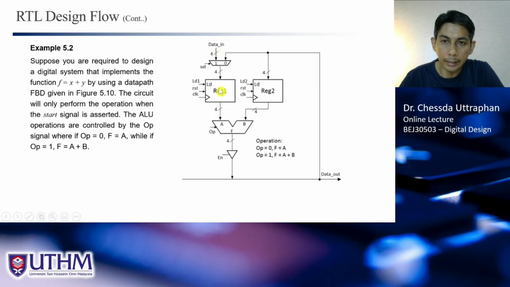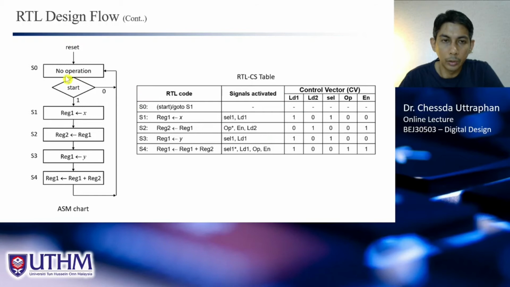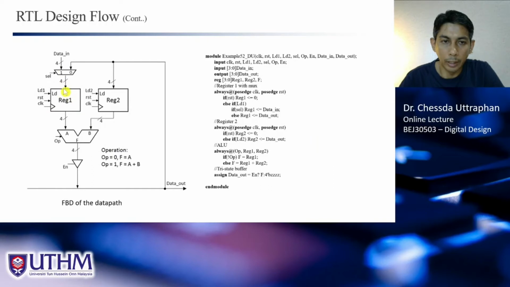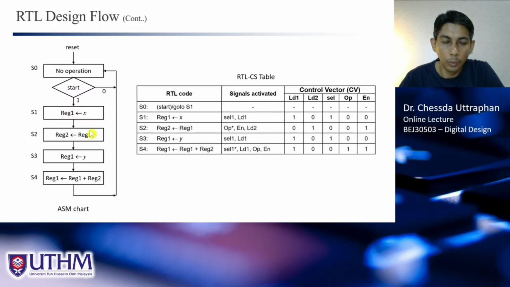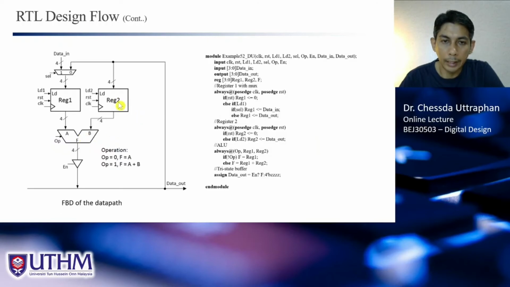So we need to have x in rack 1 and then send that x to rack 2 before we can load y into rack 1, and then we add, and the result can be saved in either rack 1 or rack 2. That depends on what we want to do based on our control sequence or the controller later on. So in this case, the first step is to load x into rack 1, and we need to keep x in rack 2. So this is where we move the content of rack 1, which is x, to rack 2. Now our x is here in rack 2.